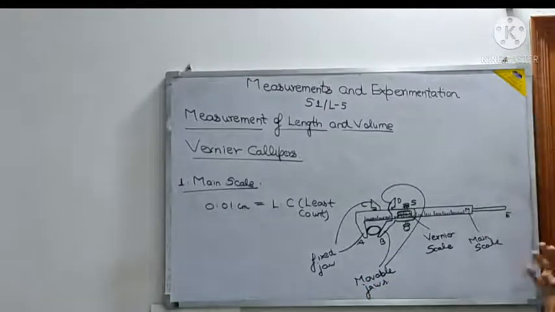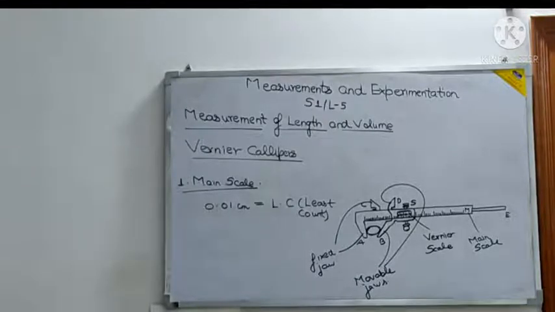So the main scale is a steel scale graduated in centimeters and millimeters at one edge, and in inches and tenths of an inch at the outer edge of the same side. Okay, so the scale may be different.